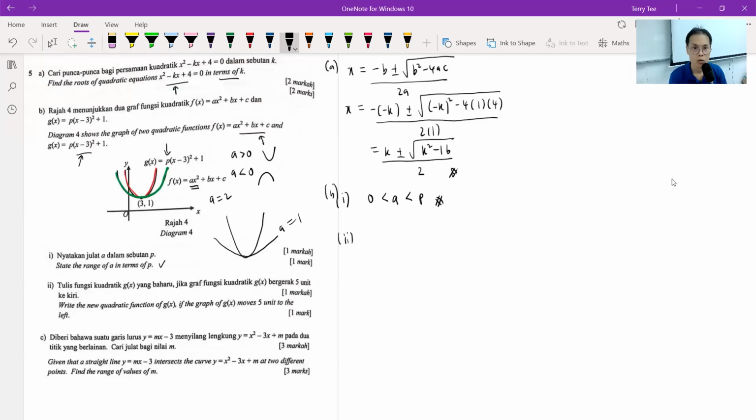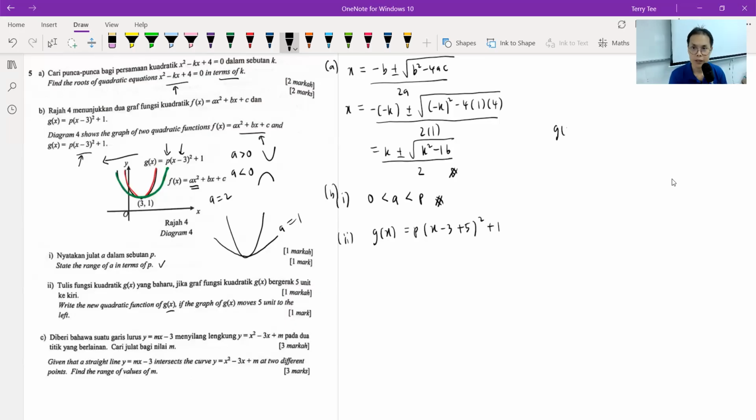Roman 2. Write a new quadratic function of g(x) if the graph g(x) moves 5 units to the left. Okay, if you move g(x) 5 units to the left, what happens is that we have what we call a horizontal translation. The axis of symmetry is now shifted to the left, and it becomes negative. So equation-wise, what we do is we just add 5 to the x minus 3. Remember, x has an opposite effect compared to y.